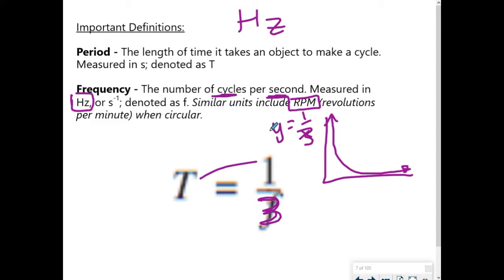So frequency is how many times something occurs per unit of time. Right? Let me give you another example here. What is the frequency of your birthdays?